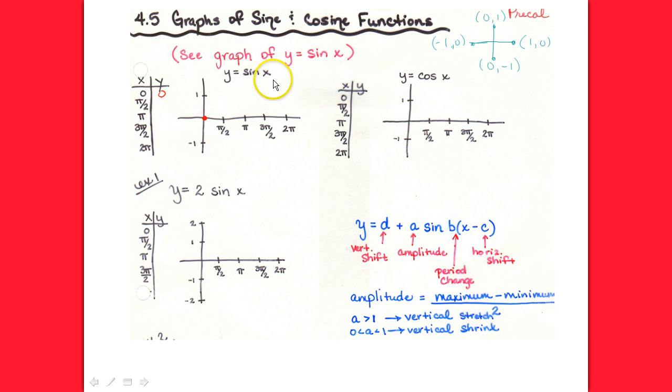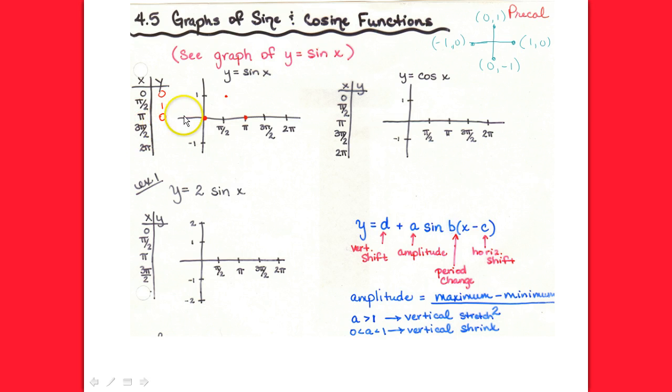Then I want to look at pi over 2. So if I'm looking for the sine of pi over 2, I'm going to come up here to pi over 2 and say, what's my sine? What's my y value? Well, it's 1. So I could plot that. At pi over 2, I'm going to plot 1. All right, then I'm going to plug in pi. So that would be the sine at pi. I can come over here at pi, the y value is 0. So let's plot (pi, 0).